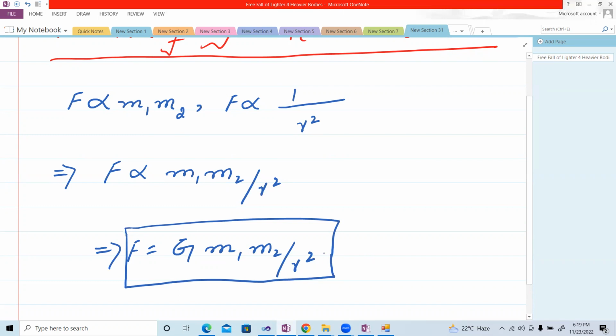Here, capital G is Newton's gravitation constant, right? Newton's gravitation constant, a gravitational constant.